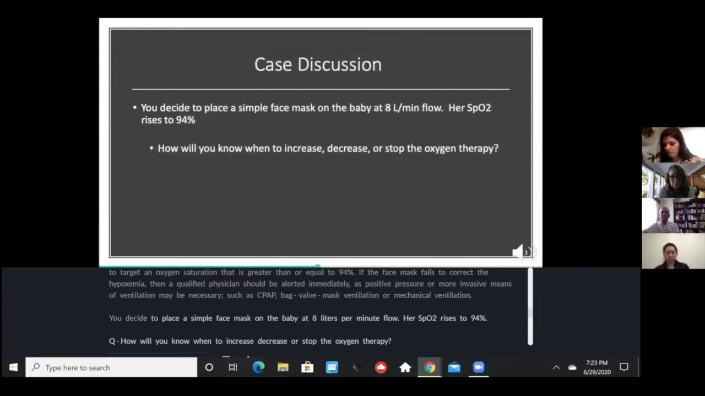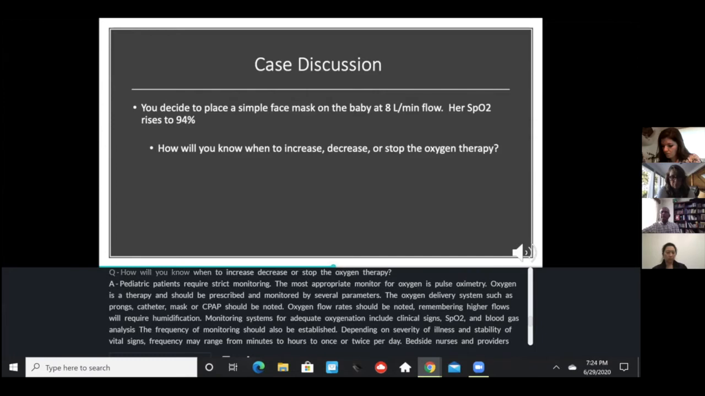You decide to place a simple face mask on the baby at 8 liters per minute flow. Her SpO2 rises to 94%. How will you know when to increase, decrease, or stop the oxygen therapy? Pediatric patients require strict monitoring. The most appropriate monitor for oxygen is pulse oximetry.